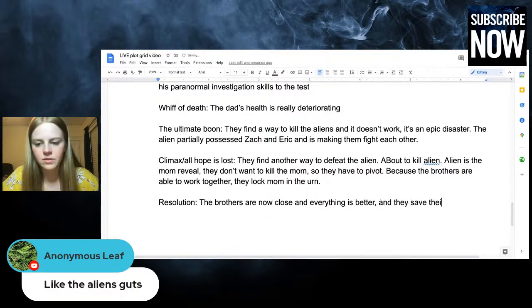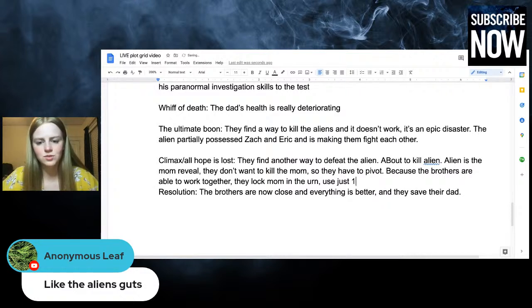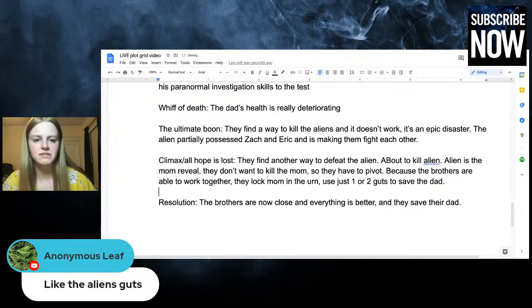Well, actually, they might not be able to lock the mom in the urn if they have to use the alien guts to save the dad. So we might need to, maybe they lock mom in the urn and use just one or two guts to save the dad. Fine.